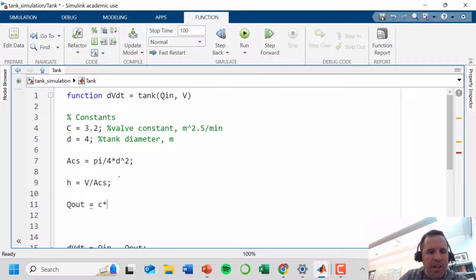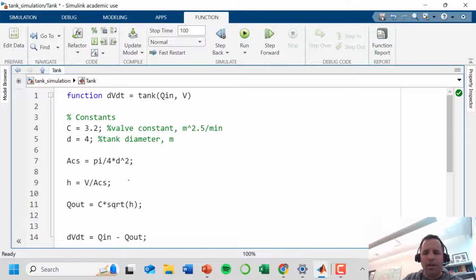And we're just going to use that equation that we just defined, that Q out is equal to C times the square root of H. And I'm going to comment that out with a semicolon. That's just to suppress Simulink and MATLAB from printing this out at every time step. Okay, so now we have rearranged our model a little bit. It's actually a different model because we no longer control the outflow in this case. Rather, outflow is a function of the height in the tank, making this a gravity-drained tank.